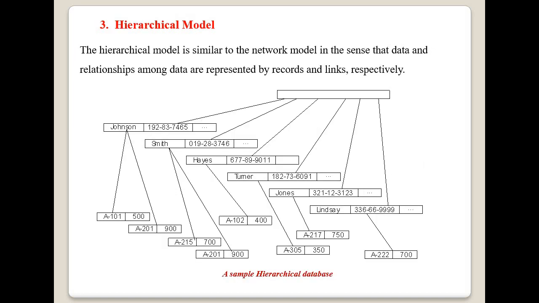Then the third one is the hierarchical model. The hierarchical model is similar to the network model in the sense that data and relationships among data are represented by records and links respectively. Here you can see a tree structure. All the records are represented in a tree structure. See here, Johnson has two accounts related to him. When information is represented like a tree structure, it is called the hierarchical model.